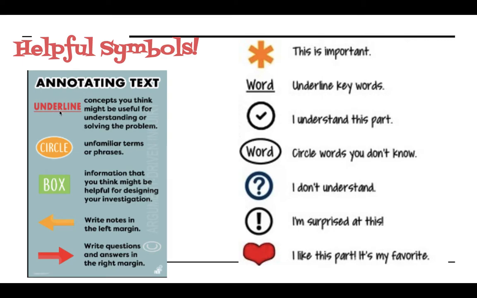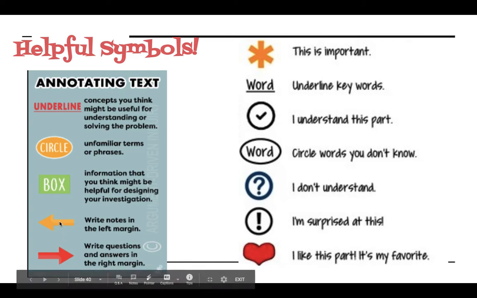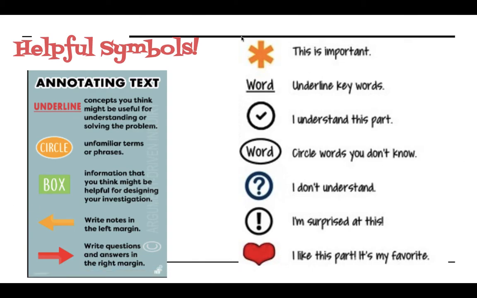We can underline concepts that might be useful, okay? You can circle new phrases or words you don't know. You could put a box around some information that you think might be helpful for your investigation. You can always do some arrows to write notes in the left or the right margin, okay? Over here, the star, I use this all the time. This would be a symbol for something important, okay?